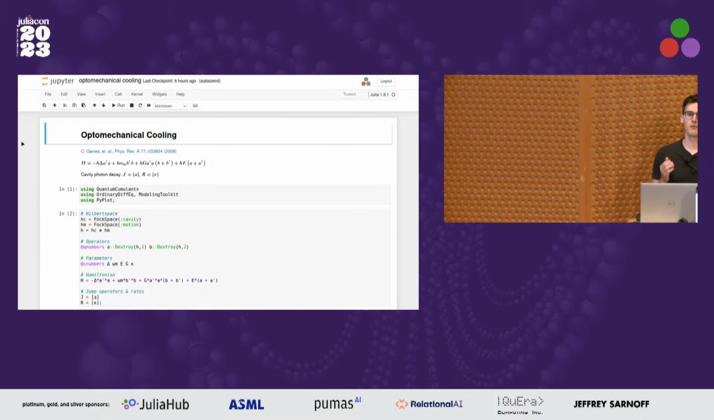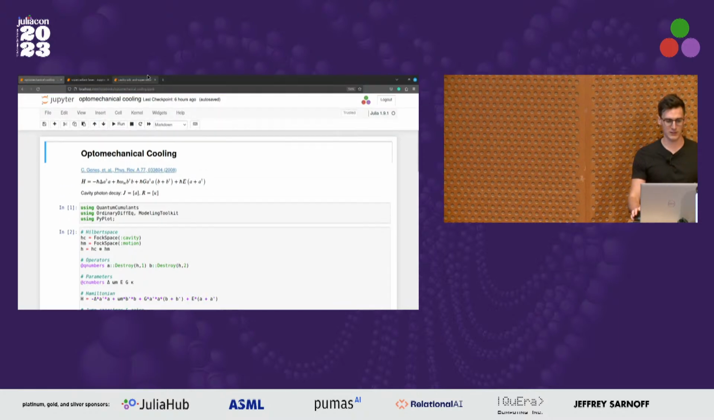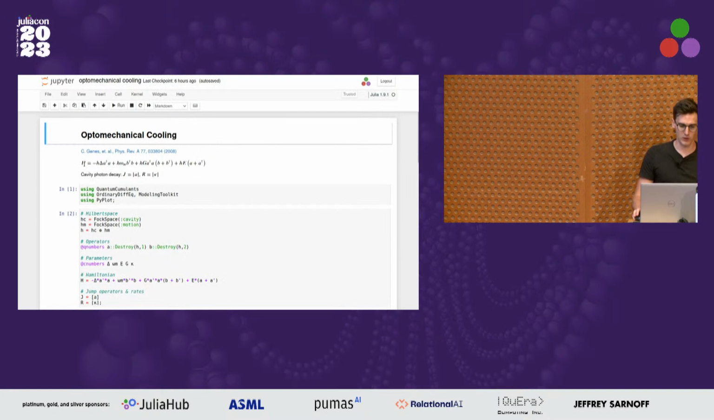The basics of optomechanical cooling: you have 2 mirrors. There's light inside the mirrors, and the light inside the mirrors just cools one of the cavity mirrors. It doesn't really matter now what the physics is exactly. It's just important that we can describe such a system with this Hamiltonian here, and it has a decay channel of the cavity photons, which is described by a jump operator A, and the corresponding rate kappa.